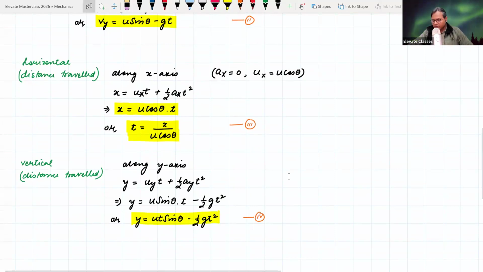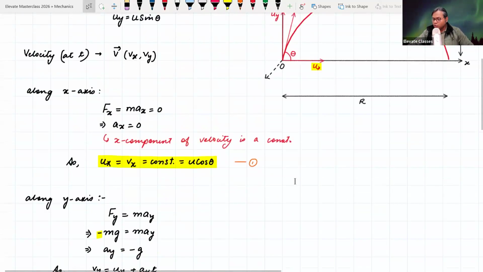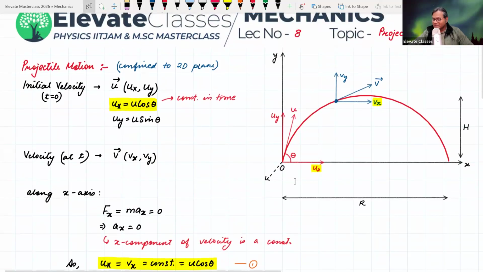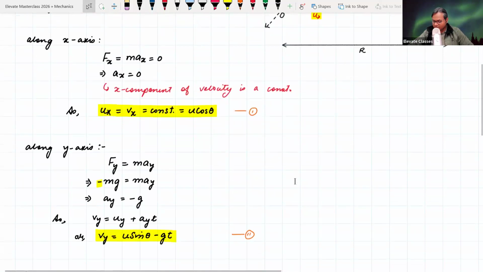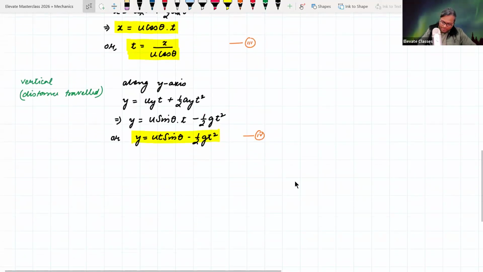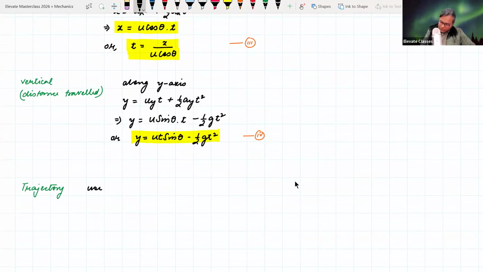Now using equation number 3 and equation number 4, we can also obtain an equation for the actual trajectory of this particle. Okay, the actual trajectory is something we can also figure out, or an equation for the path of motion. So what is the actual trajectory? So what I'm going to do is substitute, use point number 3 in point number 4.